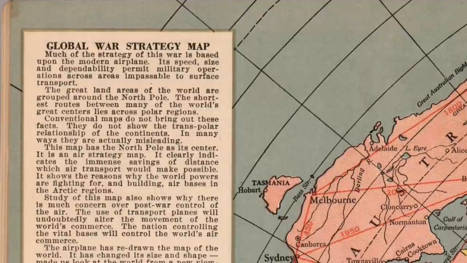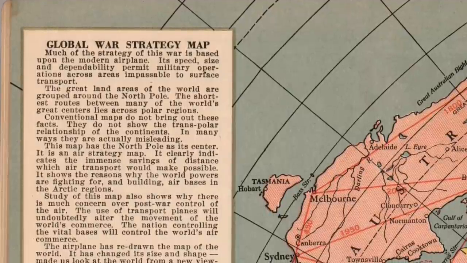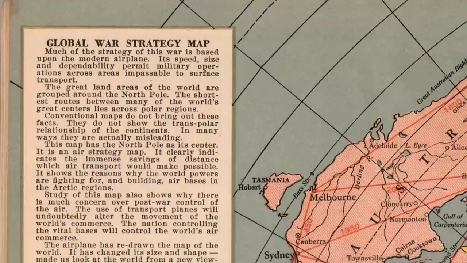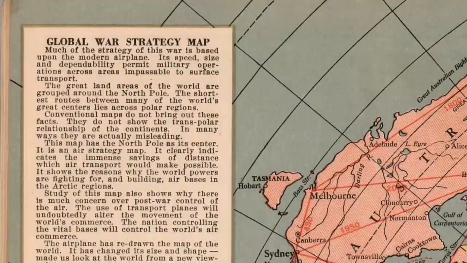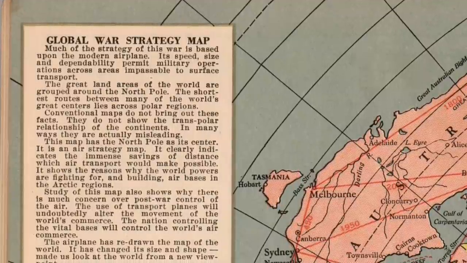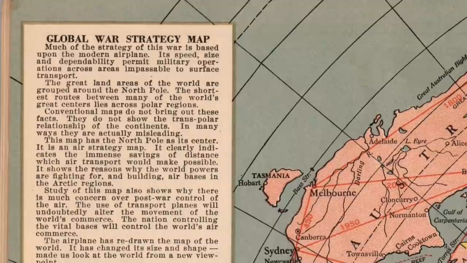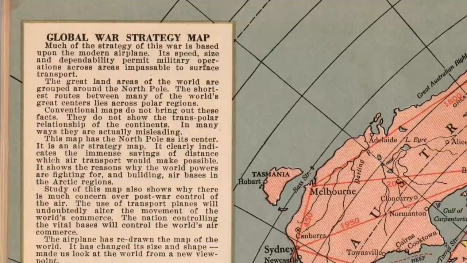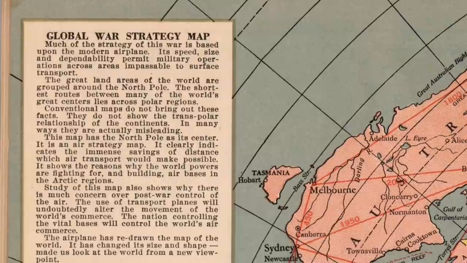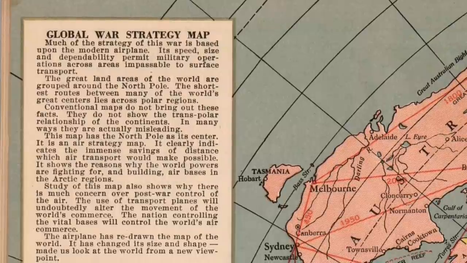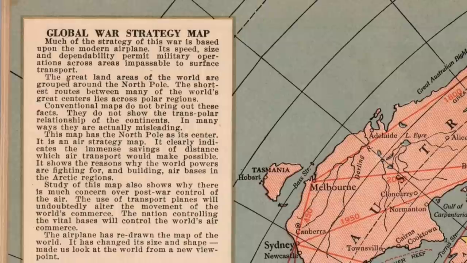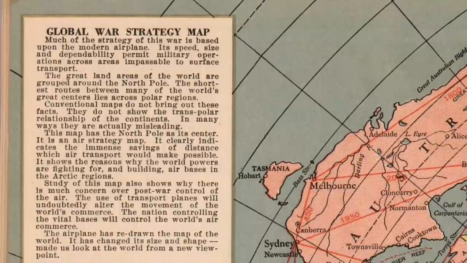The global war strategy map. Much of the strategy of this war is based upon the modern airplane. Its speed, size, and dependability permit military operations across areas impassable to surface transport. The great land areas of the world are grouped around the North Pole. The shortest routes between many of the world's great centers lie across polar regions.